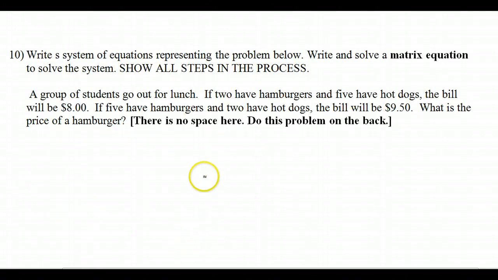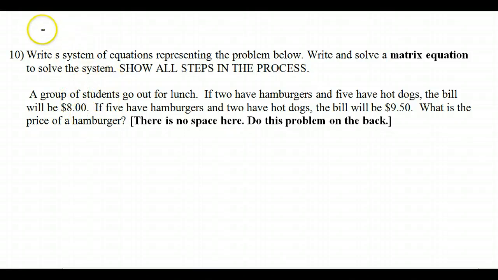Okay, last one, number 10, word problem. Please do this problem on the back of your paper. There's no space, obviously. This is going to take some space. Let's write this system. A group of students go out for lunch. If 2 have hamburgers and 5 have hot dogs, the bill will be $8.